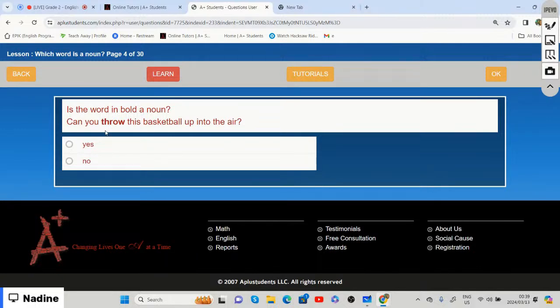Can you throw this basketball up in the air? So the word throw. Is the word throw a noun? You need to say yes, it is a noun, or no, it is not a noun. All right, so throw. Can you throw this basketball up in the air?